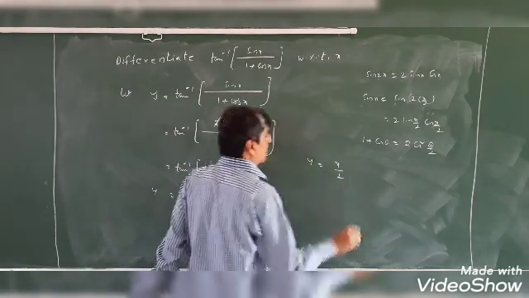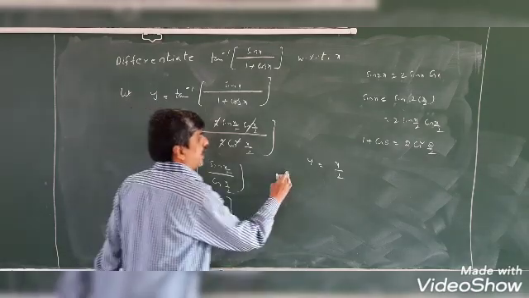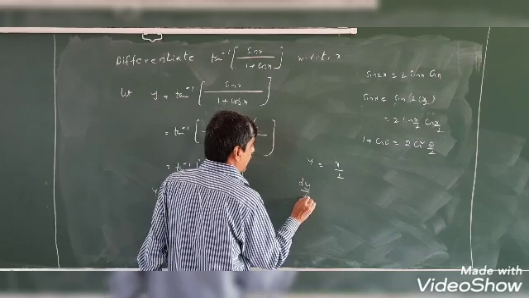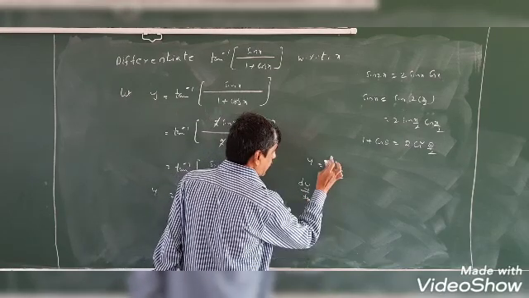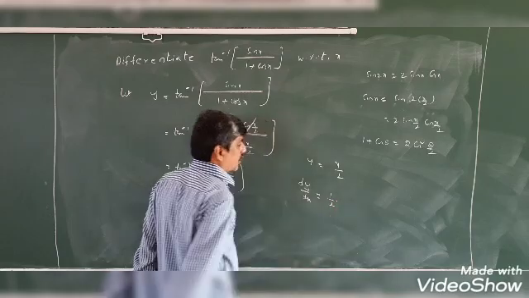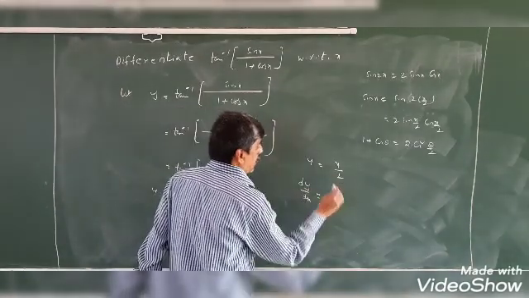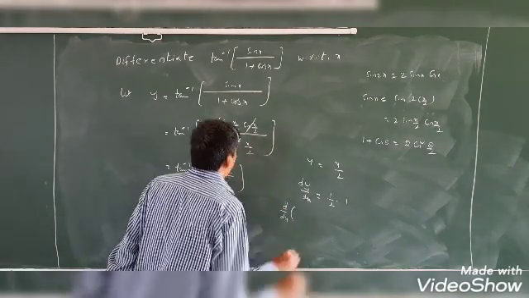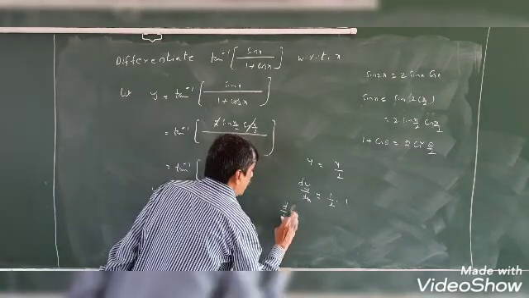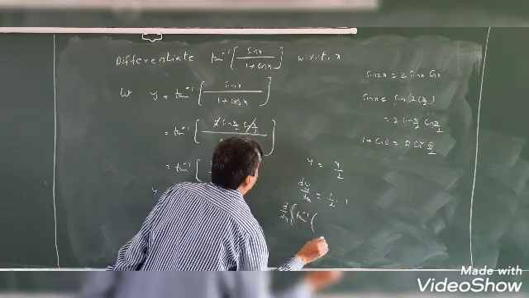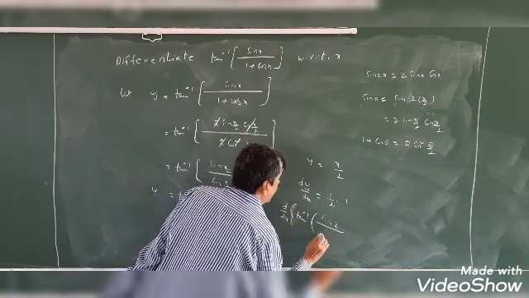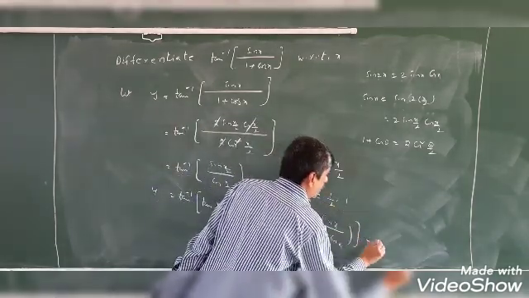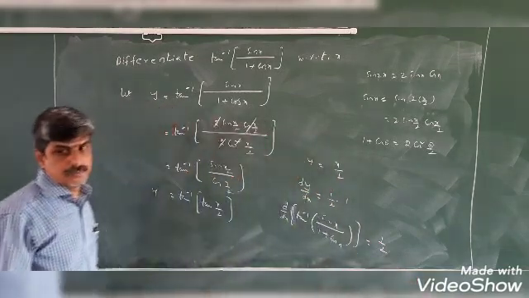Eliminate. So y is equal to x by 2. Now differentiate with respect to x. Then d by dx of y, we will write it as dy by dx is equal to d by dx of x by 2. 1 by 2 is a constant coefficient right here, and d by dx of x is 1. Therefore d by dx of y, since y is nothing but tan inverse of sin x by 1 plus cos x, this value is equal to 1 by 2 into 1, which means 1 by 2.